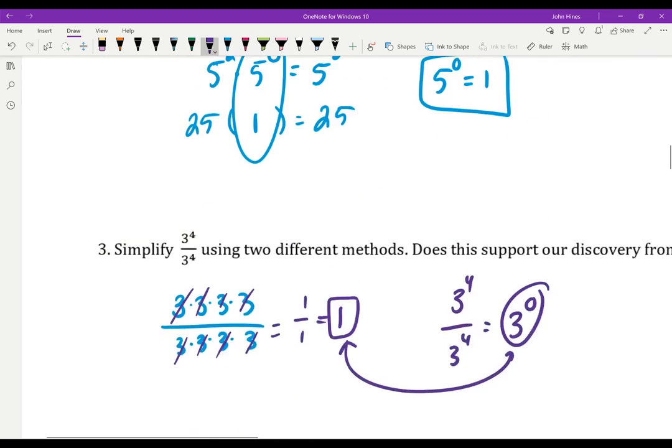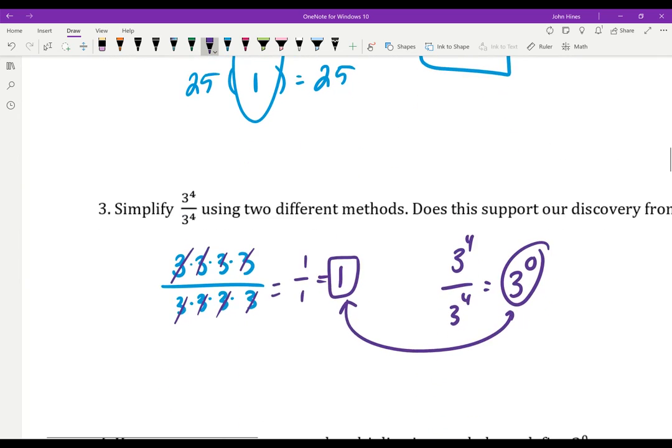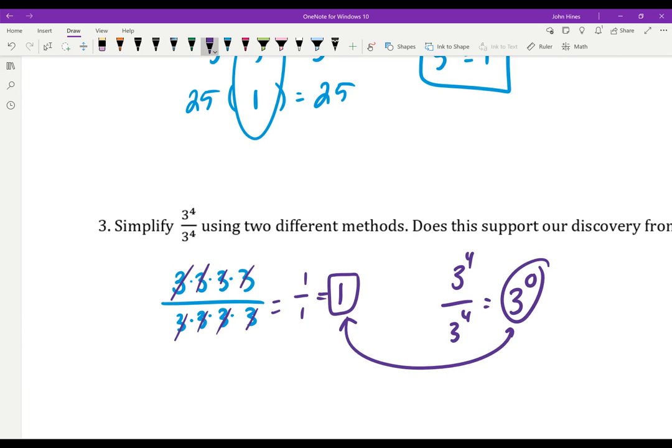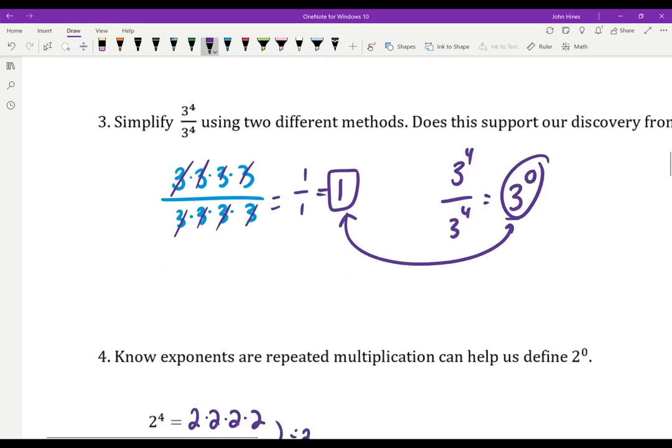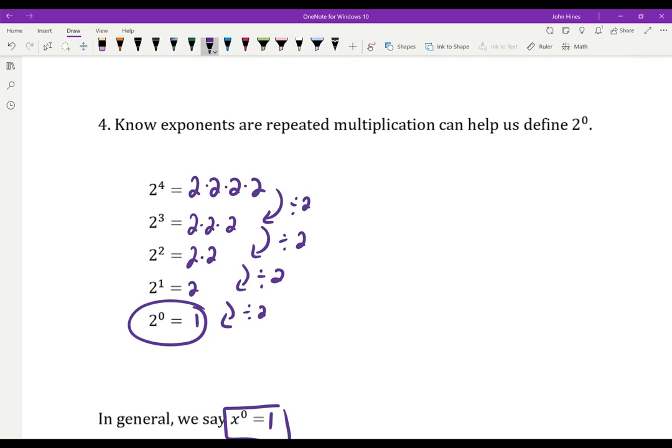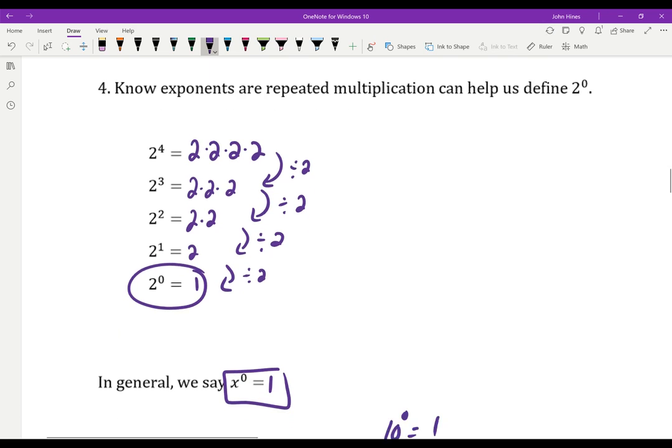There's a couple ways we can figure it out. This equation had to be true. When I divided it 2 different ways, I got 3 to the 0 is 1. And if we follow this idea of repeated multiplication, it has to be 1 because I keep dividing by 2 to lose an exponent.